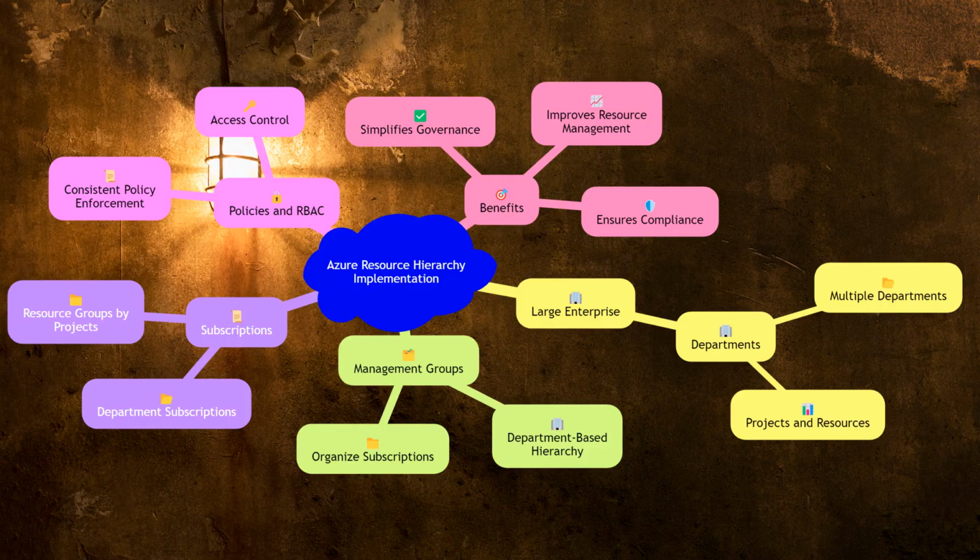Let's consider a case study of a large enterprise implementing Azure's resource hierarchy. The organization has multiple departments, each with its own set of projects and resources. By using management groups, the enterprise organizes its subscriptions into a hierarchy based on departments. Each department has its own subscriptions, which are further divided into resource groups based on projects. Policies and RBAC settings are applied at the management group level, ensuring consistent policy enforcement and access control across the organization. This hierarchical structure simplifies governance, improves resource management, and ensures compliance with organizational standards.